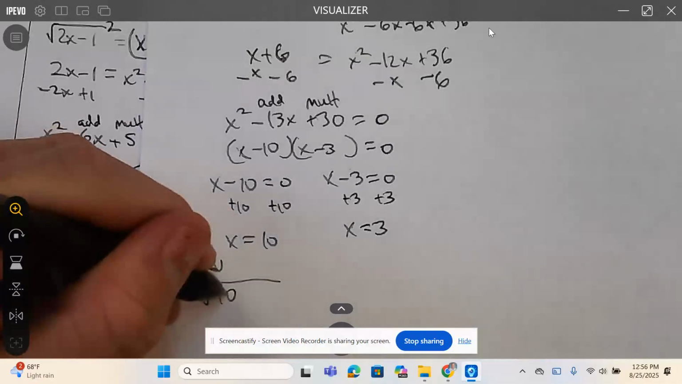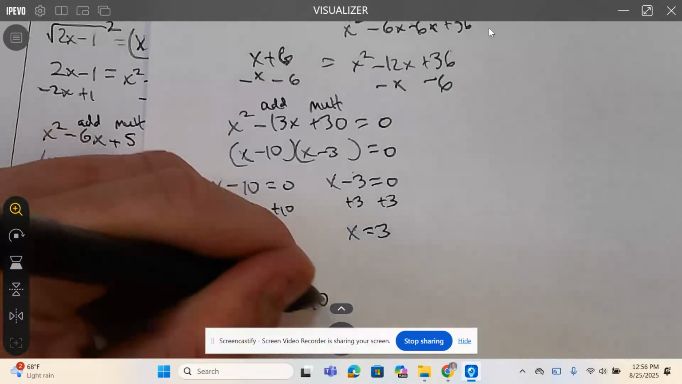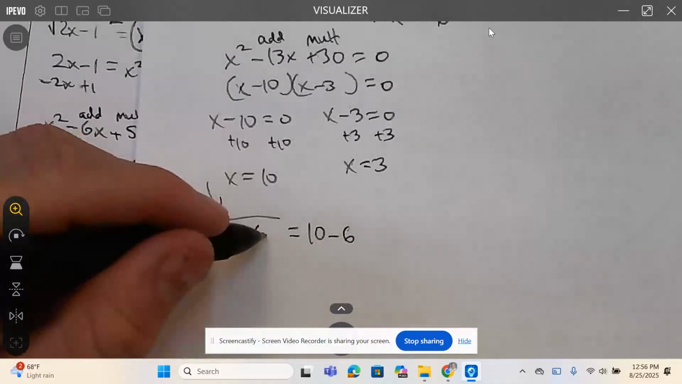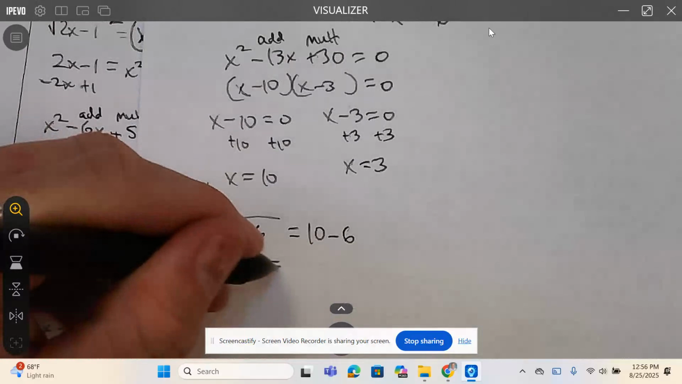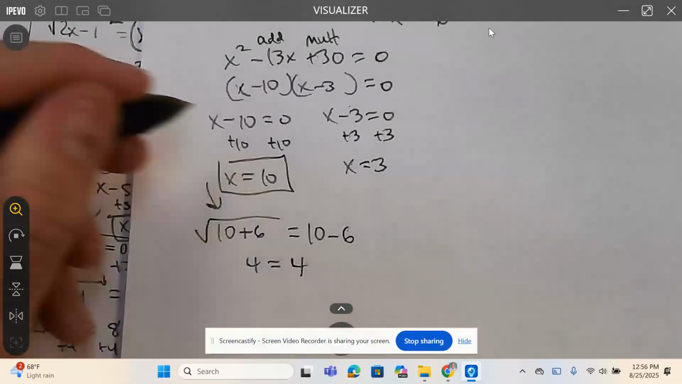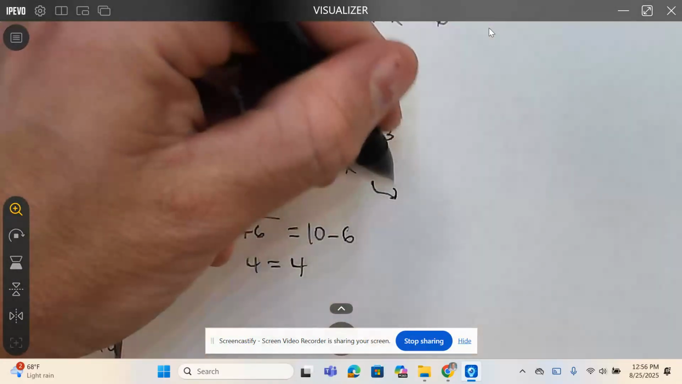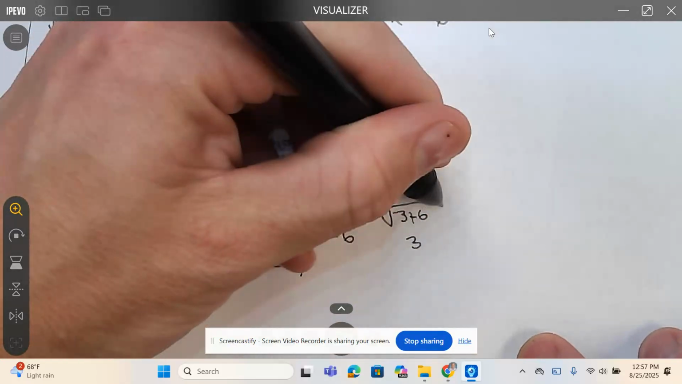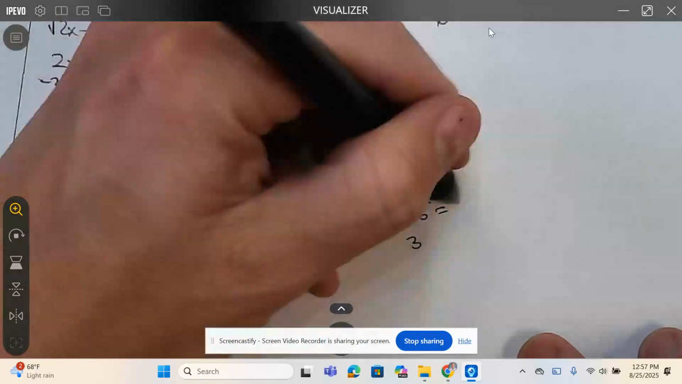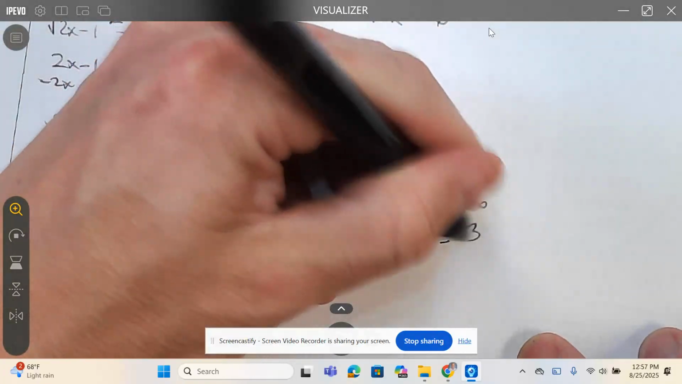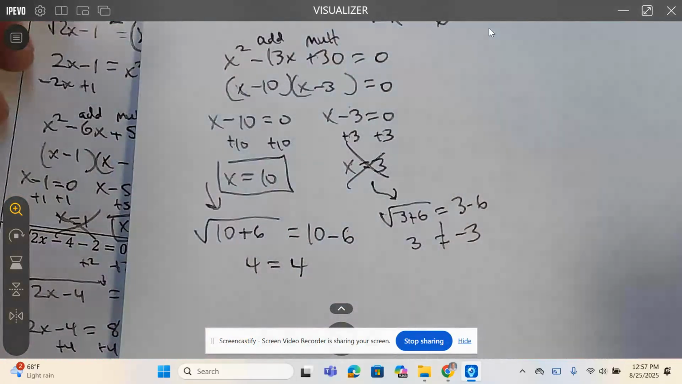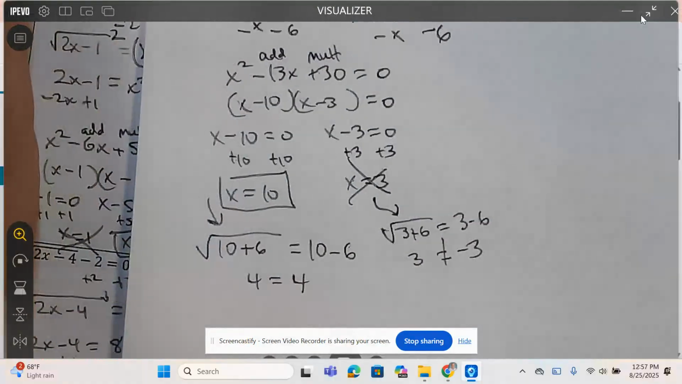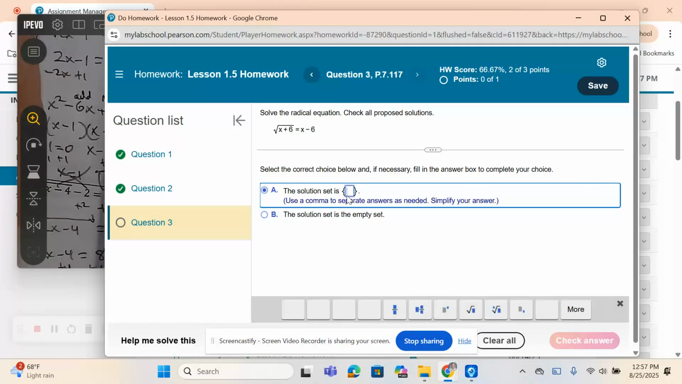Let's try it out. So 10 minus 6 is equal to 10 minus the square root of 10 plus 6. 10 plus 6 is 16. The square root of 16 is 4. That's 4, so 10's going to work. 3 plus 6, that's 9. Square root of 9 is 3. 3 minus 6, that's negative 3. That's not going to work. So 10's my keeper. And then 10.